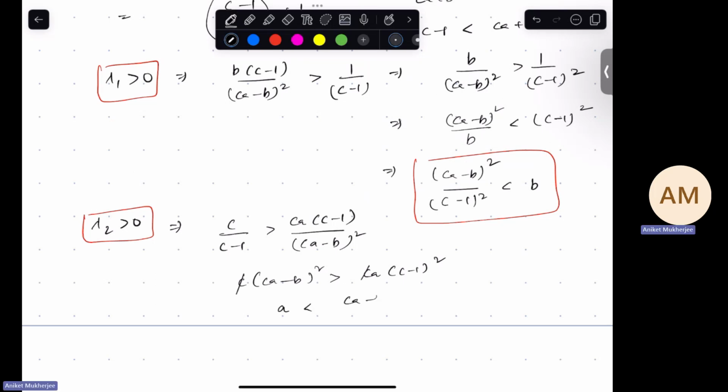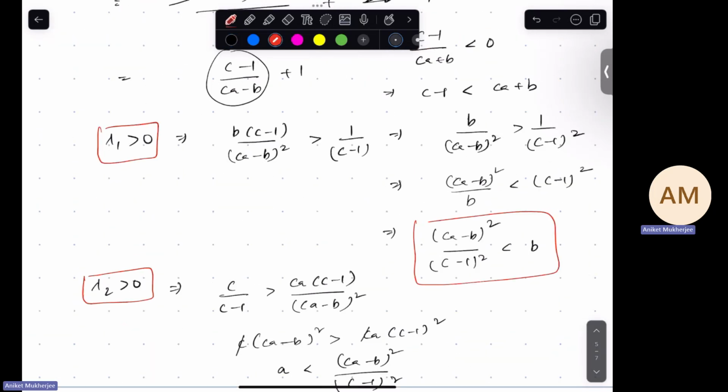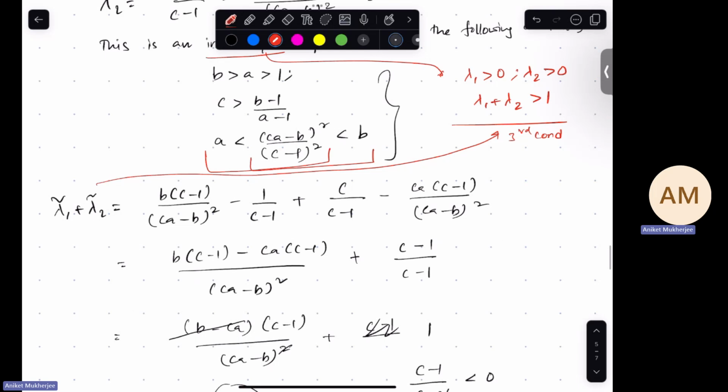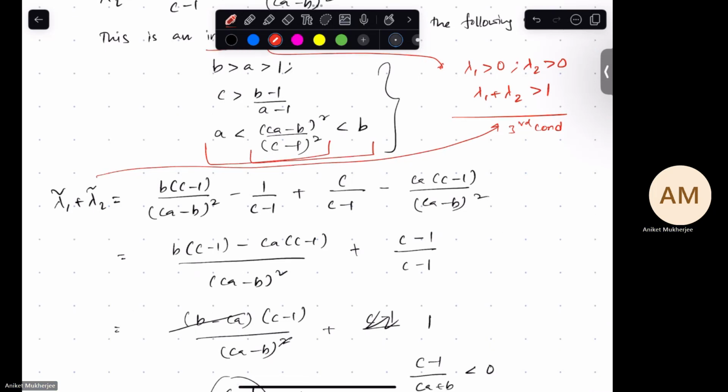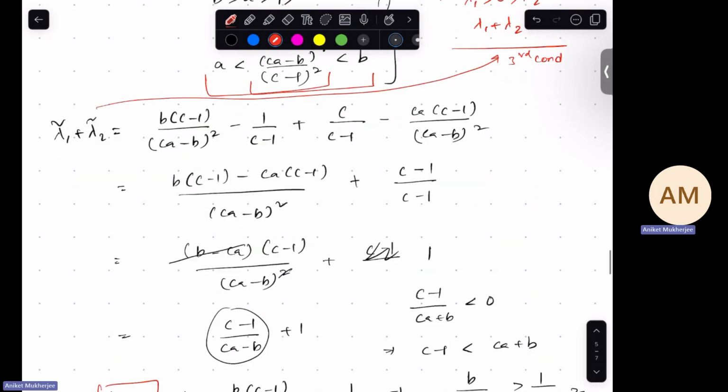A is less than CA minus B whole square by C minus 1 whole square. So we have from this the third condition, second part. From this we have the third condition, first part. Right. So these two we have done. Now from this, lambda 1 plus lambda 2 is less than 1.